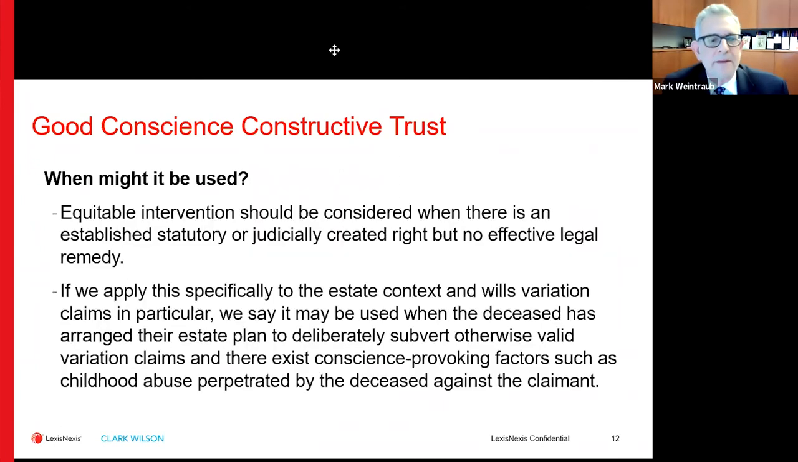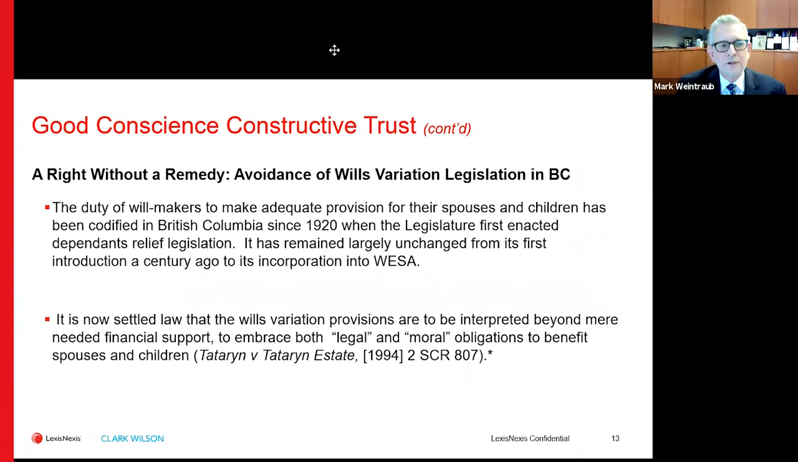All right, next slide, please. So when might it be used in our context? Equitable intervention should be considered when there is an established statutory or judicially created right, but no effective legal remedy. If we apply this to the estate context, and specifically wills variation claims, we say it may be used when the deceased has arranged their estate plan to deliberately subvert otherwise valid variation claims, and there exist conscience-provoking factors such as childhood abuse perpetrated by the deceased against the claimant. Next slide. We can refer to this as the classic right without a remedy.